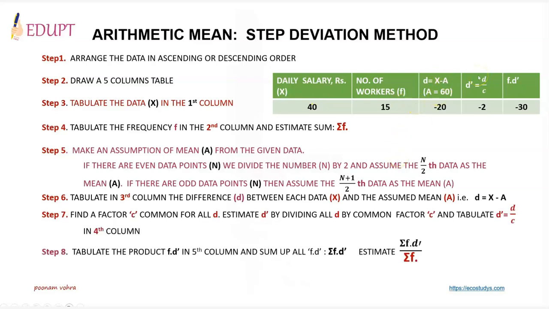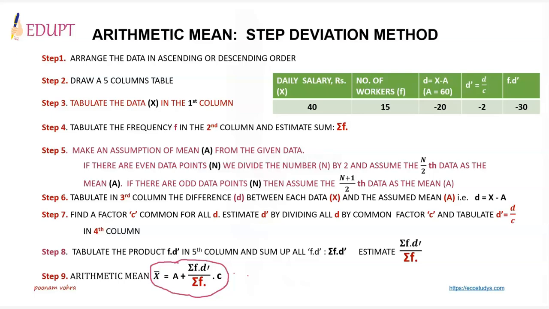X is the data given, a is the assumed mean. Then in the next column, you need to find common factor and then find deviation dash, which is deviation divided by the common factor. And then you multiply deviation dash with the frequency and find its summation. Finally, this formula is applied to find arithmetic mean. That is, arithmetic mean is a plus sigma fd dash by sigma f into c.